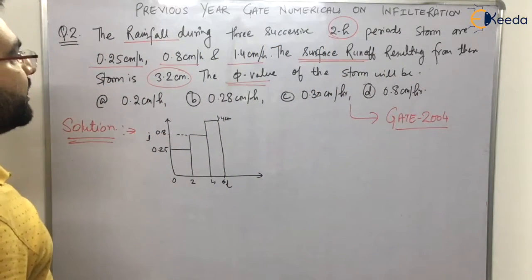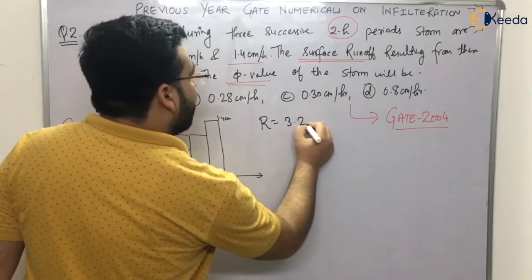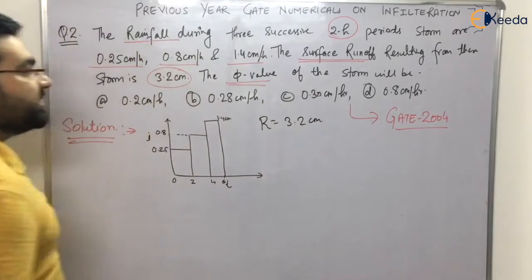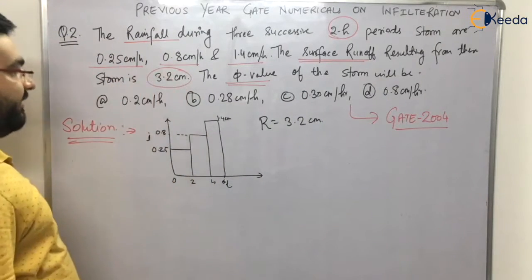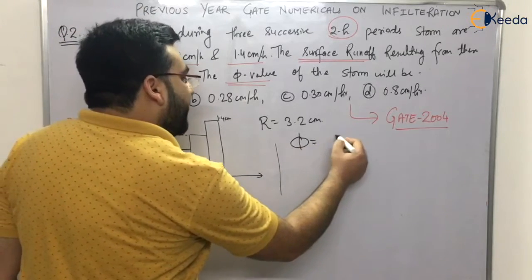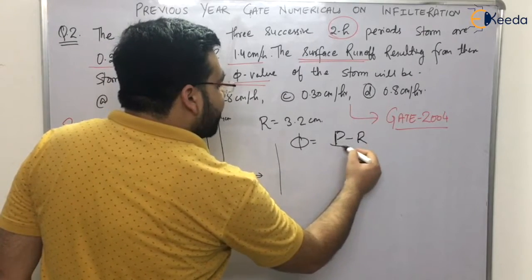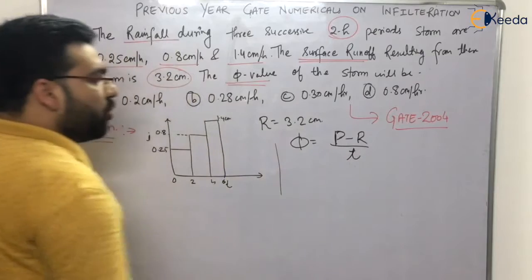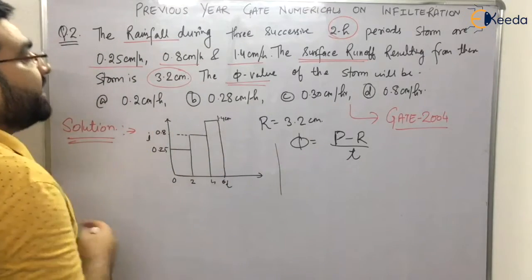Okay. Now the surface runoff is given to me as 3.2 centimeter. Clear? Now I have to determine the phi value, right? Now we know that the phi value is given by P, the total precipitation, minus runoff, divided by the total time of the storm or the total time of the precipitation. Simple. Now let us apply this formula.